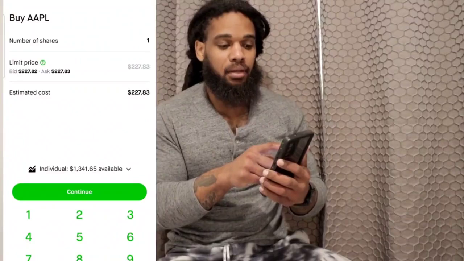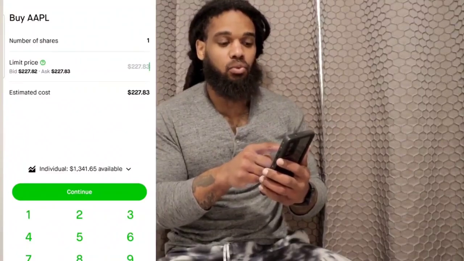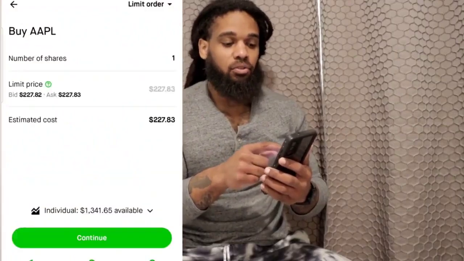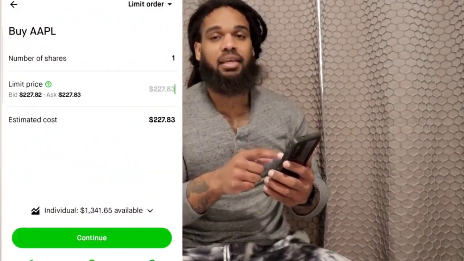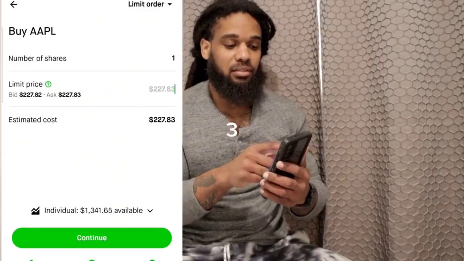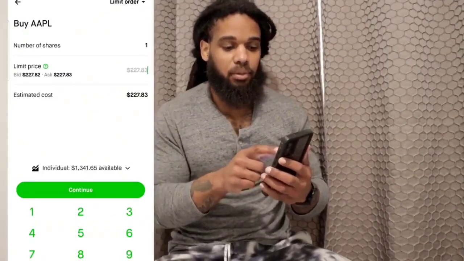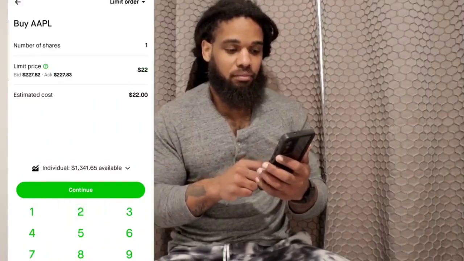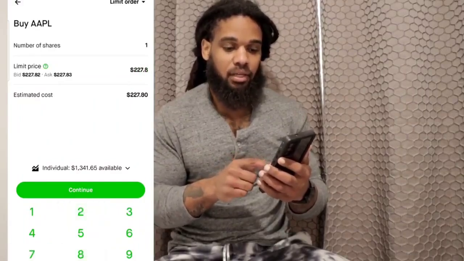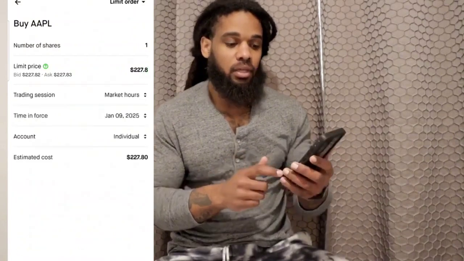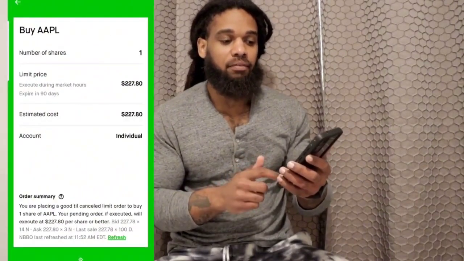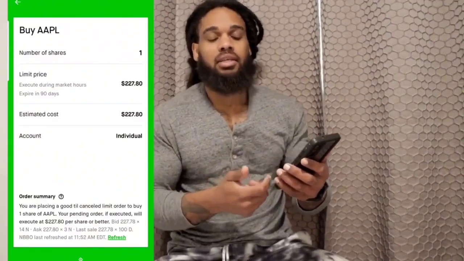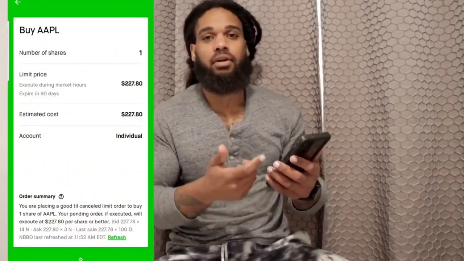So right now there's a bid of people wanting it for $227.82, and there's an ask for $227.86. And you type in the price, so you could put 227.80, and then you hit continue, and then you swipe up, and if the stock goes to this number, you're automatically going to get the share of the company for that price.